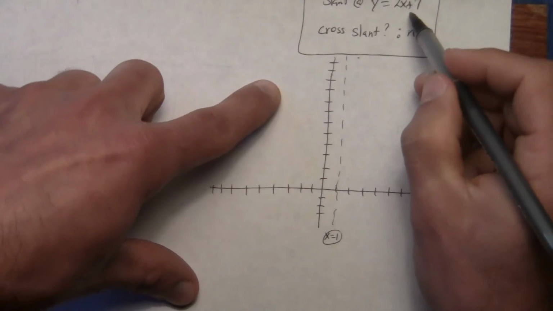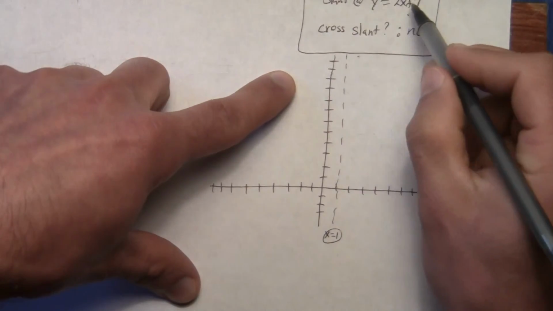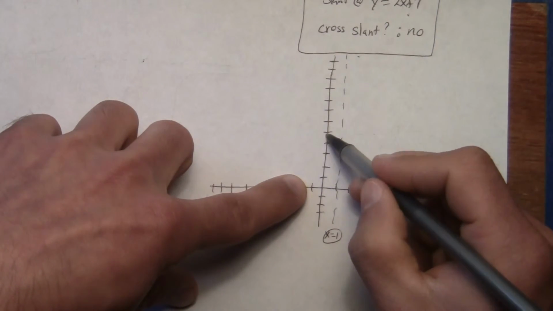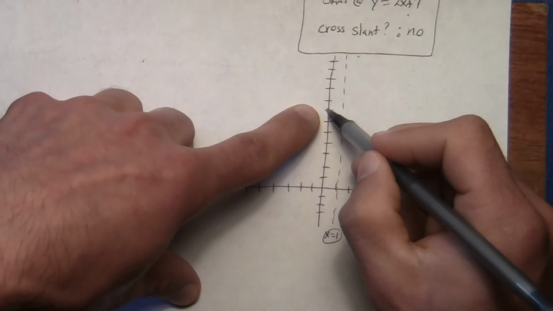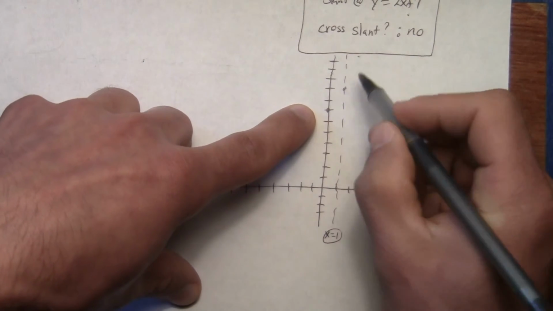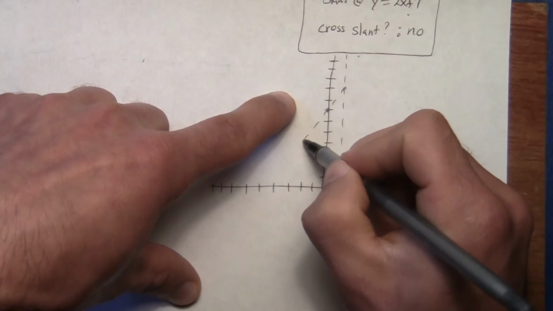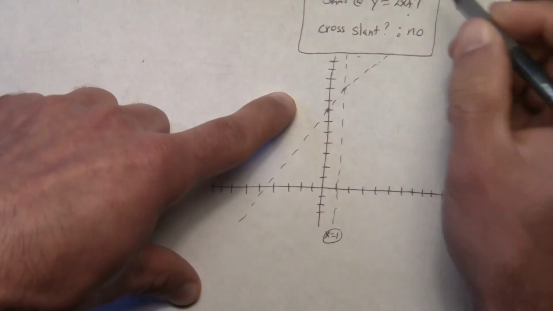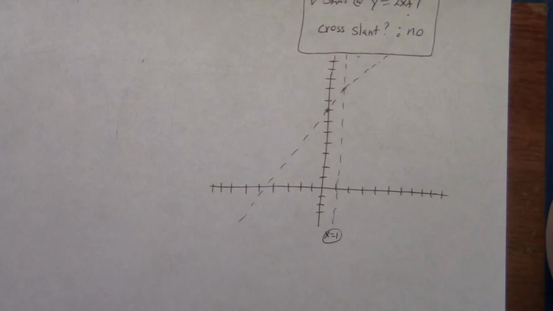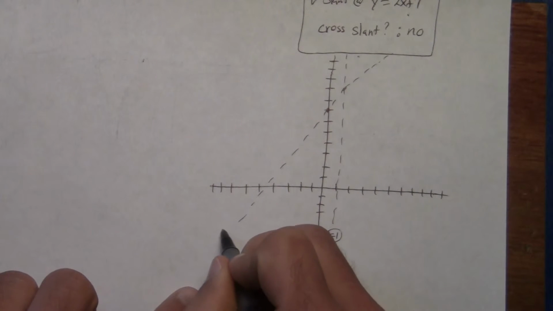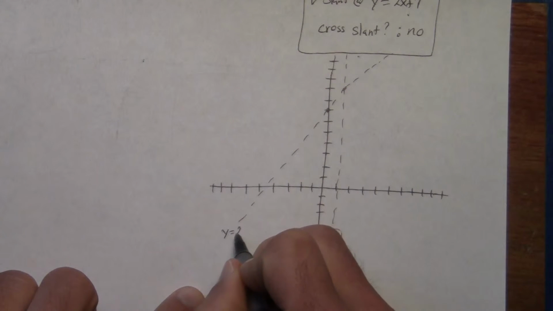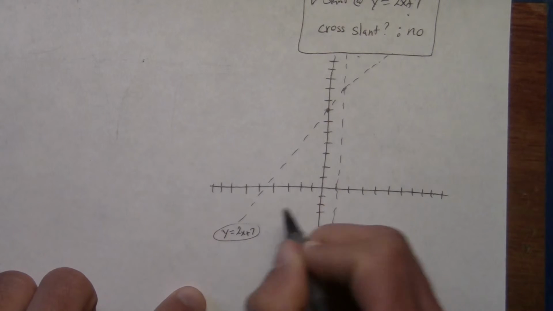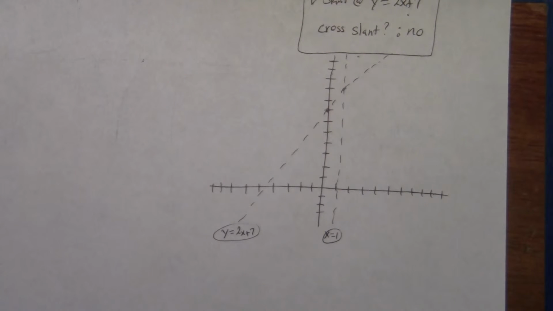All right, slant asymptote is 2x plus 7. So 1, 2, 3, 4, 5, 6, 7 is the y-intercept. Slope of 2 over 1. So here is my slant asymptote. And if you want to label it, you can. I don't necessarily require you to label this one. Alright, and then I'm going to go ahead and do my little test regions again.